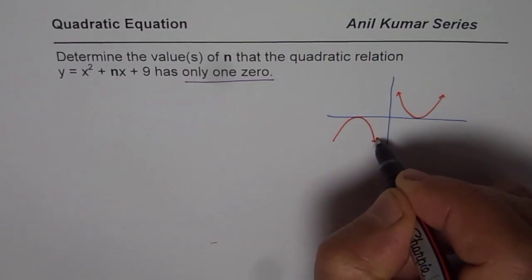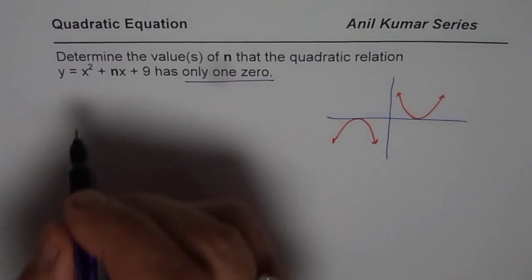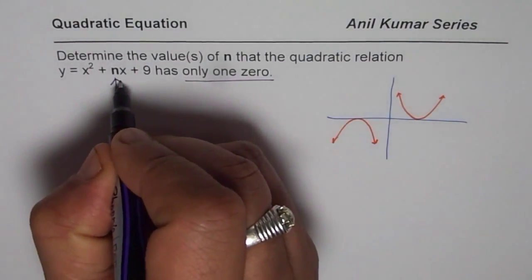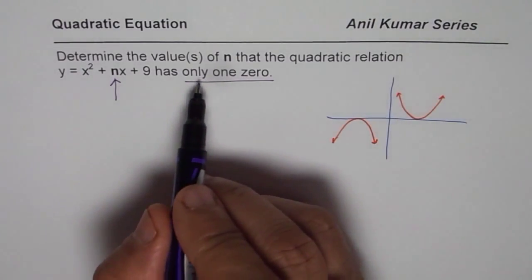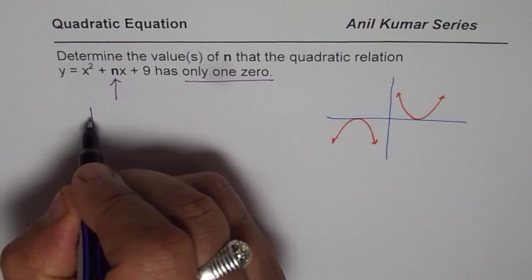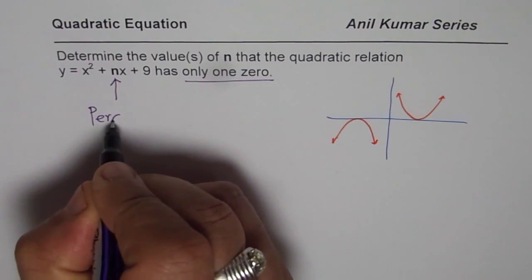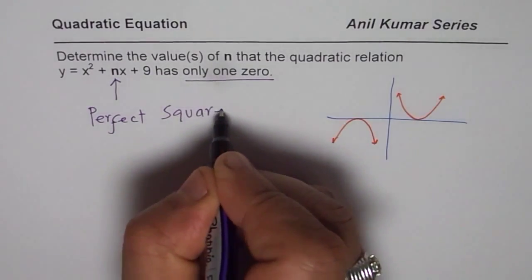So there are two scenarios, and let's see how to find the equation for both of them, and those will result in two different values for n. When we say only 1 zero, that means we need only one factor. So we are looking for a perfect square, right? That is what we're looking for.